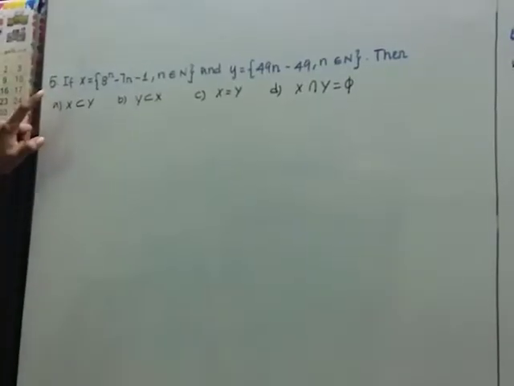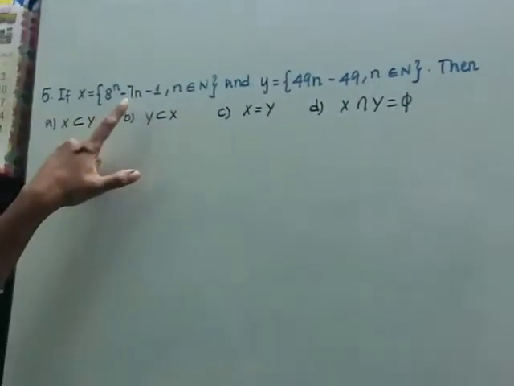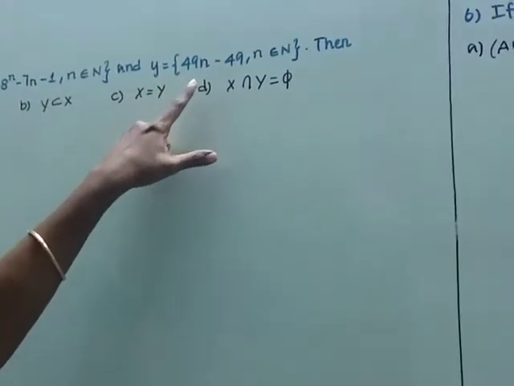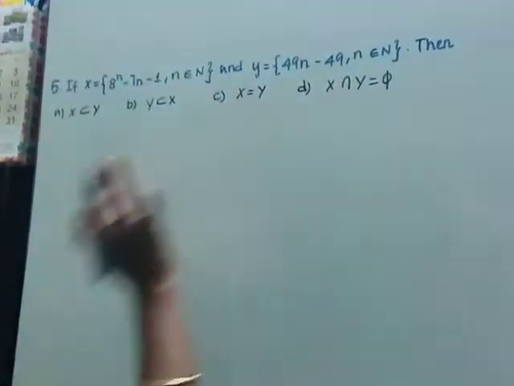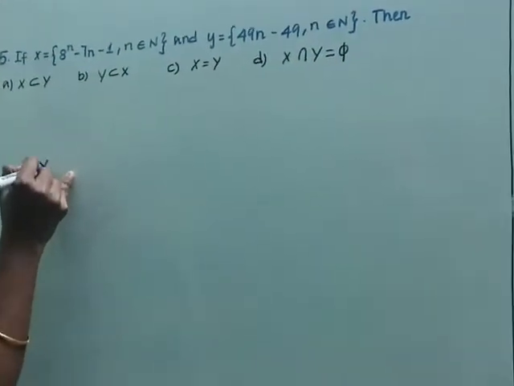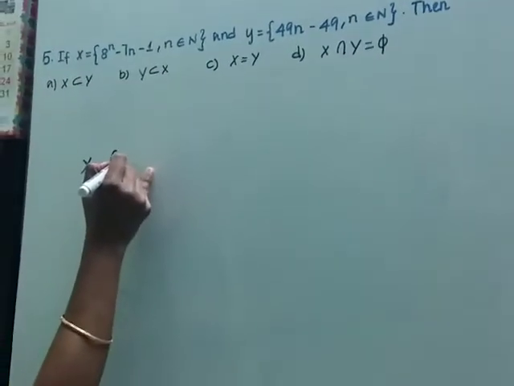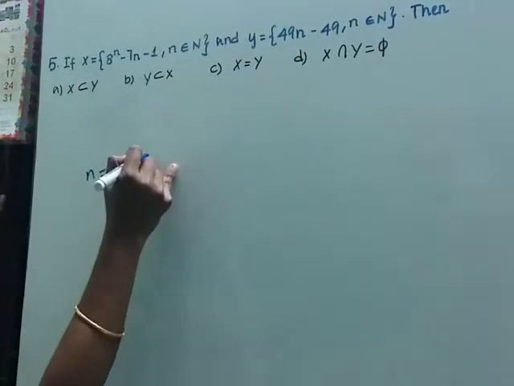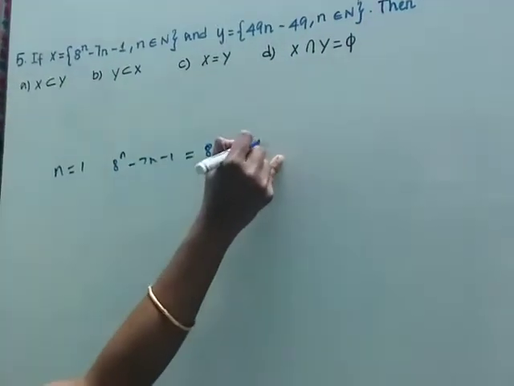Problem number 5. If X is equal to the set of all 8^n minus 7n minus 1, n belongs to N, and Y is equal to the set of all 49n minus 49, n belongs to N, then which of the following will be satisfied, they are asking. So I am going to find the elements in X. First, substituting n equal to 1, 8^n minus 7n minus 1 becomes 8 minus 7 minus 1.